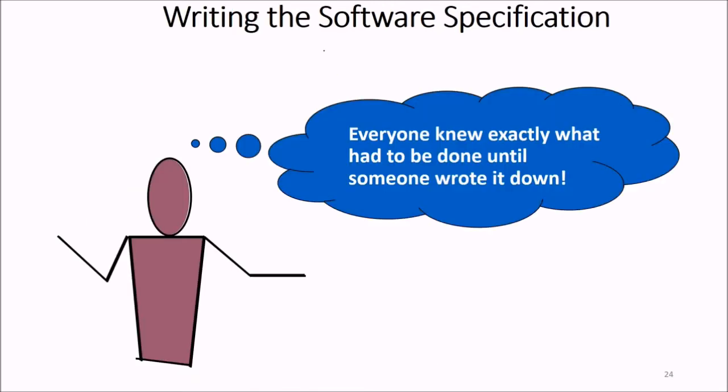How to write a software specification then? This is a $1 million question now. Specification. Everyone knew what exactly had to be done until someone wrote it down. We know what we need to do, but we have to write it.